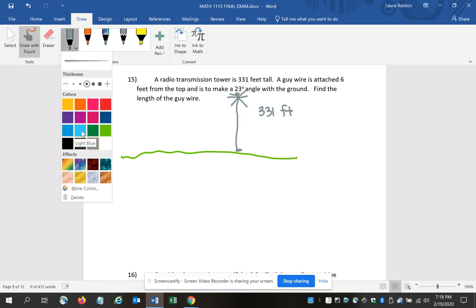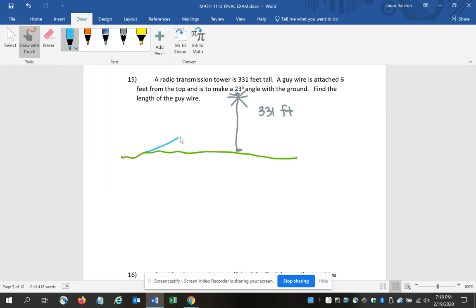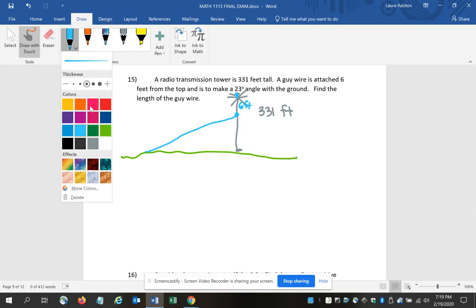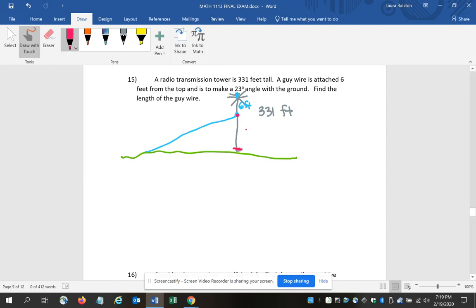We're then told that the guy wire is connected on the ground and is 6 feet from the top of the tower. So between where the guy wire is connected and the top of the tower, there is 6 feet. If the total is 331 feet, then I know that this distance from the ground to where the guy wire is connected is 331 minus 6, which is 325 feet.